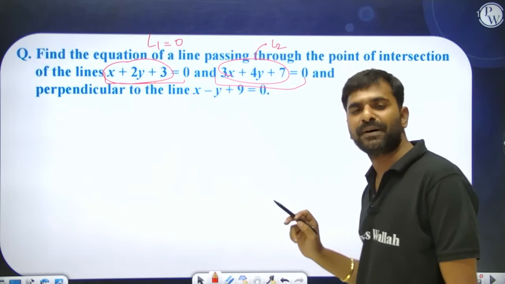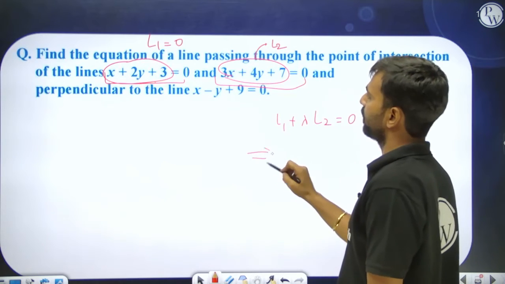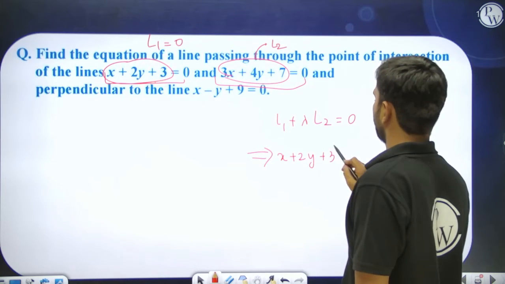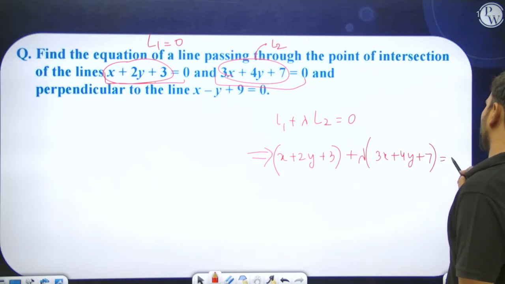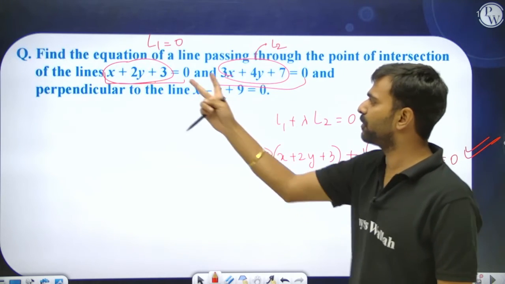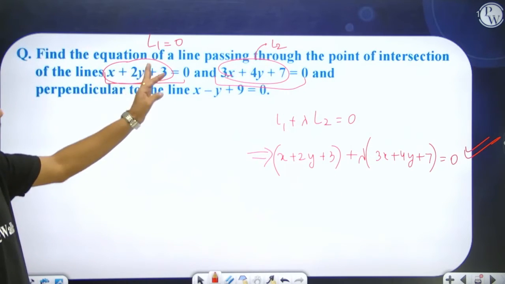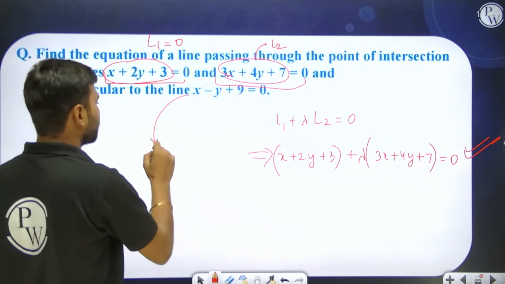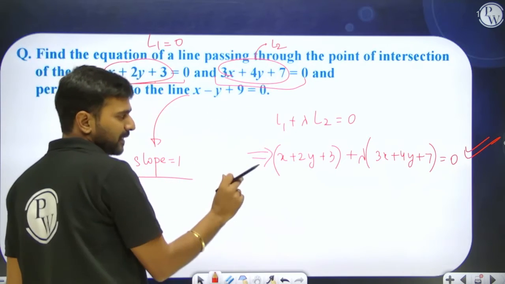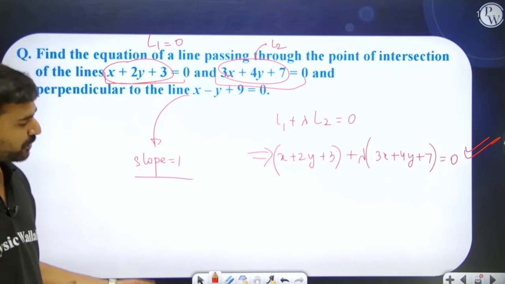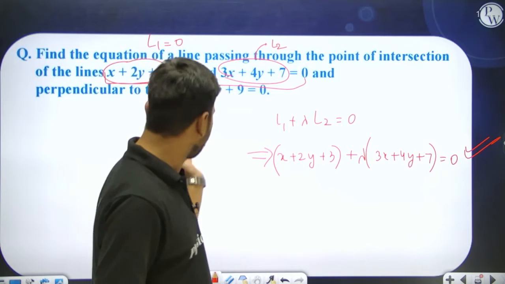So we write the line passing through the point of intersection of these two lines as L1 plus lambda L2 equal to 0. That is x plus 2y plus 3 plus lambda times 3x plus 4y plus 7 is equal to 0. Now these are all the lines passing through the point of intersection of these two lines. Find the equation of the line which passes through the point of intersection and is perpendicular to this. Now understand, the slope of this is 1. If I am talking about a line perpendicular to this, then the required line has to have slope minus 1, because if this line has slope 1, the perpendicular line will have slope minus 1.